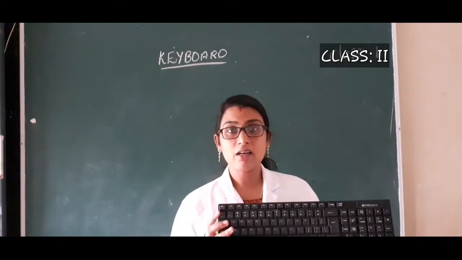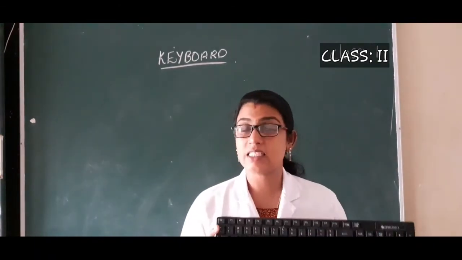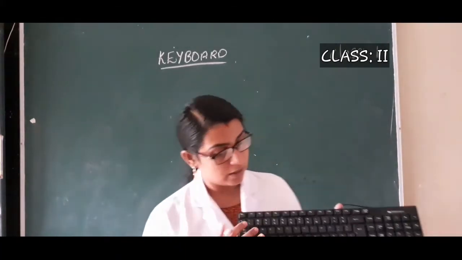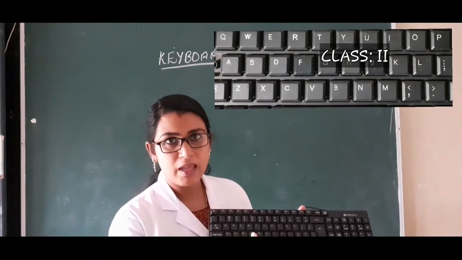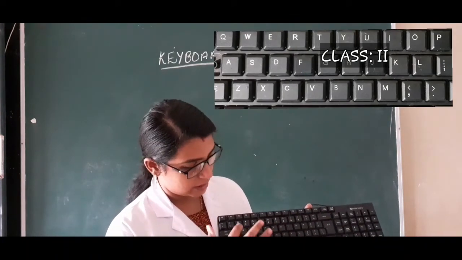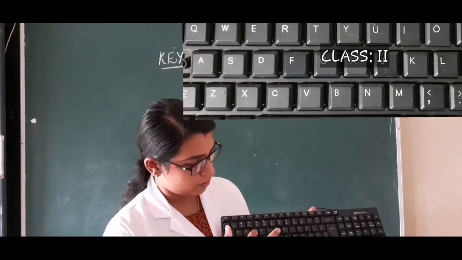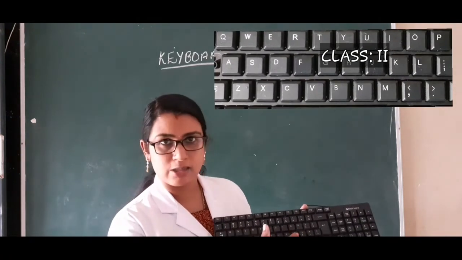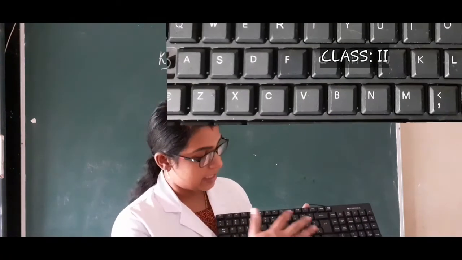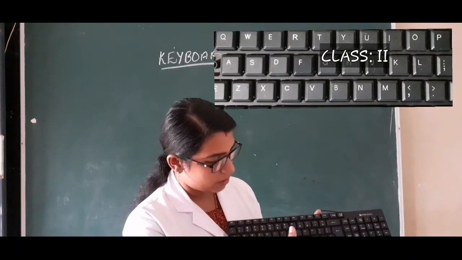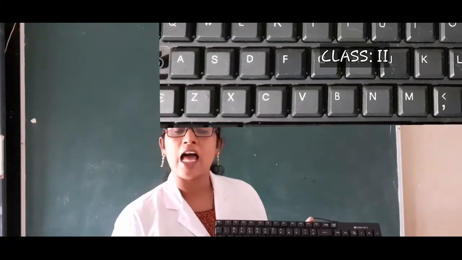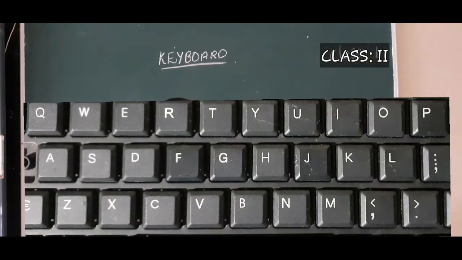Here each key has a different name. Look here, you can see the alphabets, Q, W, E, R, T, Y, like this. So A to Z letters are given on this keyboard. These buttons are known as alphabetic keys.